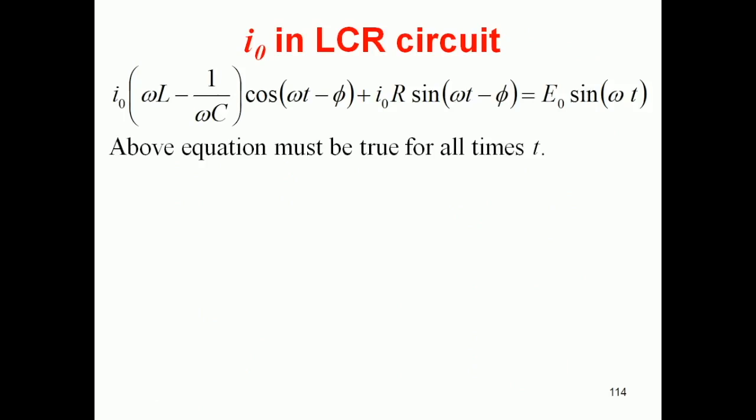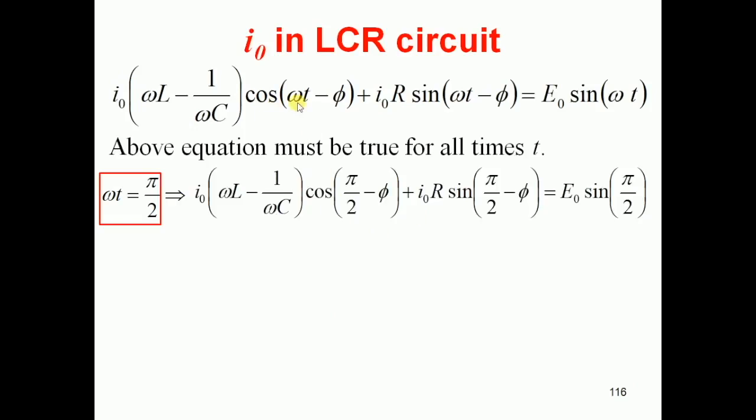Now let us rewrite that equation which was true for all times, and now this time we shall substitute omega t equal to pi by 2. So by this substitution, omega t in each place is replaced by pi by 2. Sine of pi by 2 is 1. Sine of pi by 2 minus phi is cos of phi, and cos of pi by 2 minus phi is sine phi.